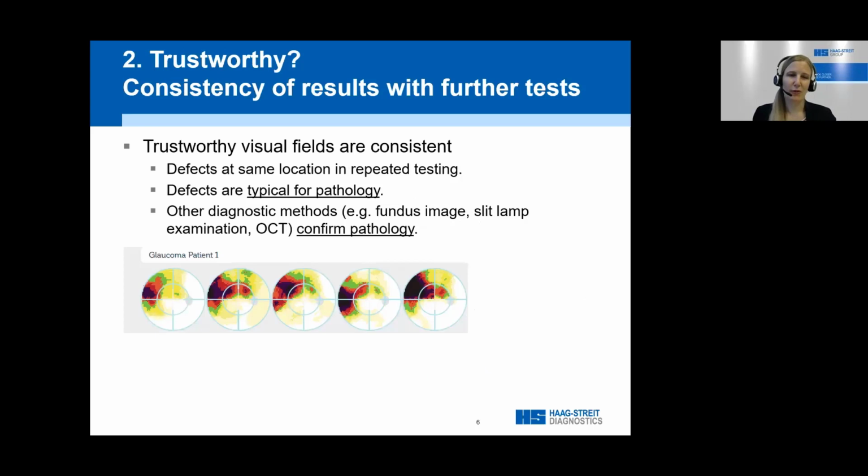One thing I find really important, and sometimes missed, is the consistency of tests. Real visual field defects stay at the same location in repeated testings, with very few exceptions. They have a shape typical for a pathology, and other diagnostic methods will confirm that pathology. What you see here is a developing nasal arcuate step defect. It's not perfectly consistent, but fairly consistent, so I would call it a consistent series.